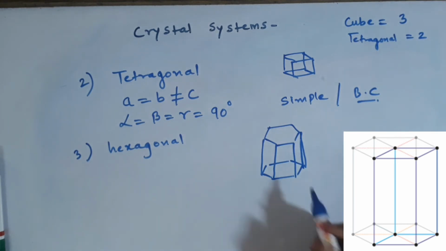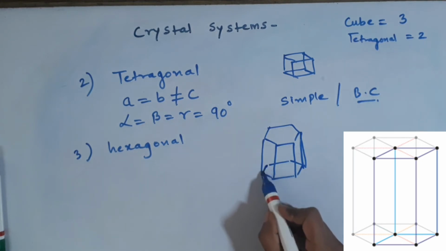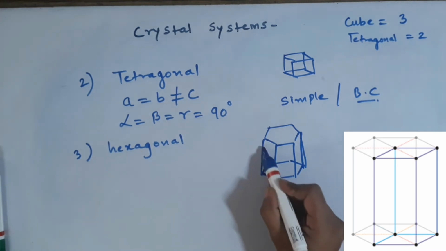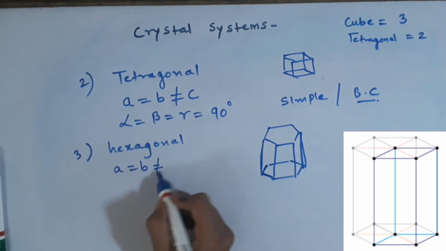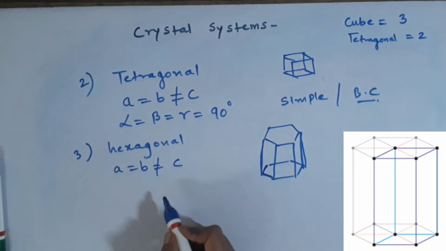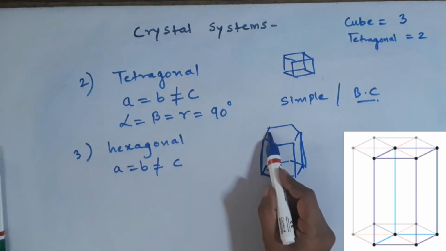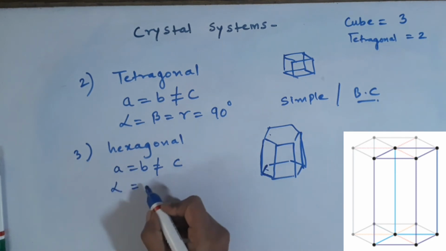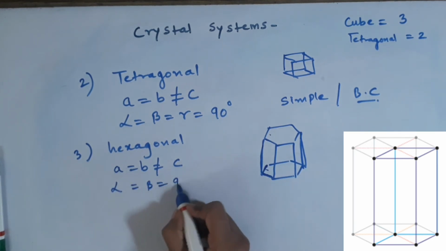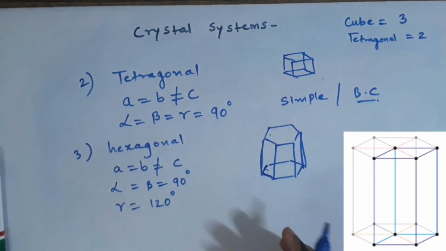And if you observe the structure carefully, you will notice that 2 of the sides, A and B, will be of same length, but C will be longer. So we'll say A is equal to B but not equal to C. And when we talk about the interfacial angles, 2 angles are 90 degrees, but the third angle is 120 degrees. So here alpha is equal to beta is equal to 90 degrees, but gamma is not 90, it is 120 degrees.